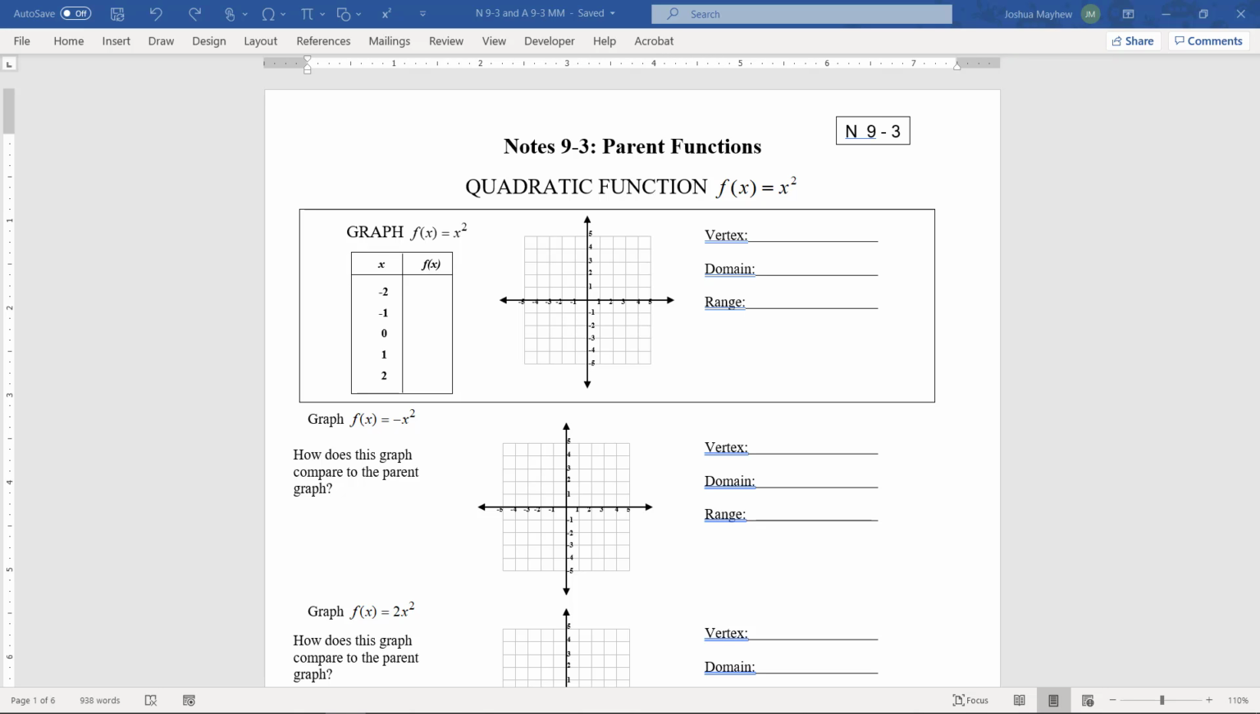Hey guys, day 3 of unit 9. Okay, so yesterday we looked at linear functions. Today we're going to look at quadratic functions.